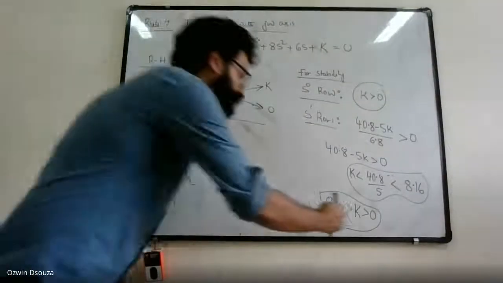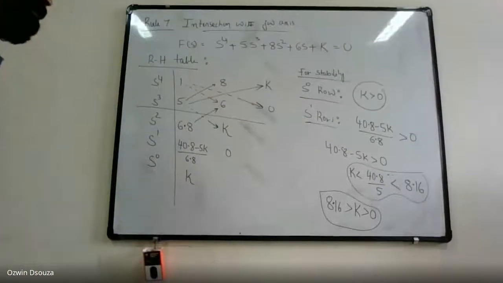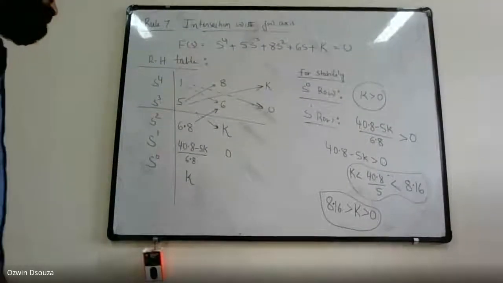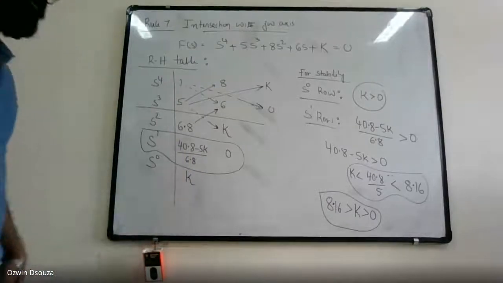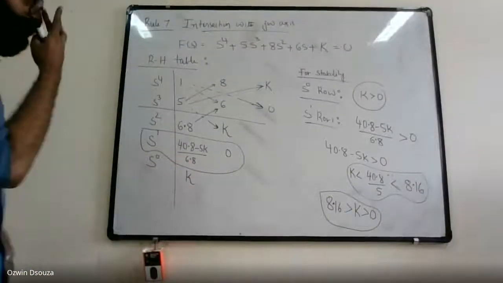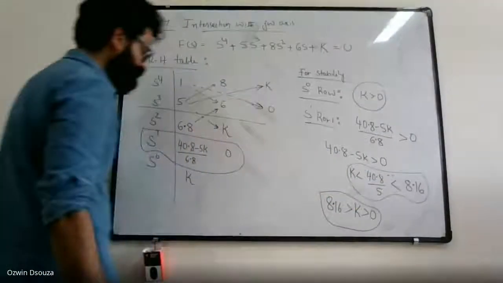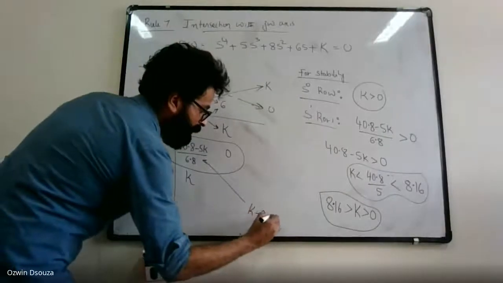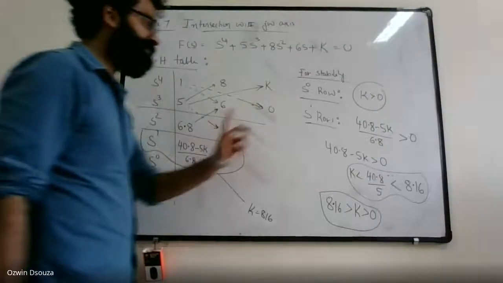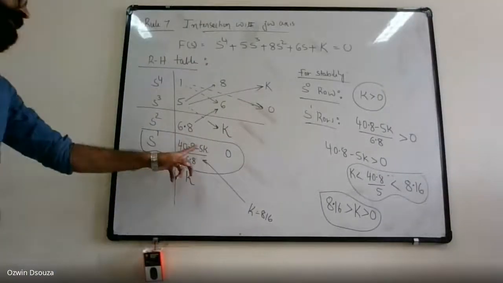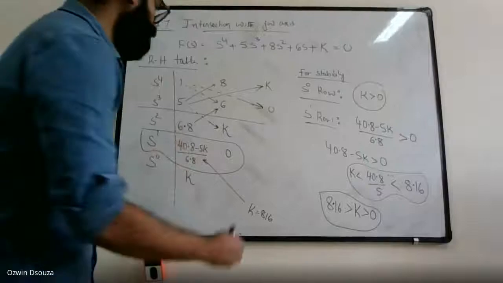Once you get the range of K, you can find the marginal value of K. For the marginal value of K, when you substitute a K value, you should get a row of zeros. I see only one possibility here: the s to the power 1 row, which is susceptible to a row of zeros because one element is already 0. When you substitute the root of this first term, 8.16, for K, this entire function becomes 0. So 40.8 minus 5 into 8.16 is 40.8 minus 40.8, which is 0. So you'll get a row of zeros.